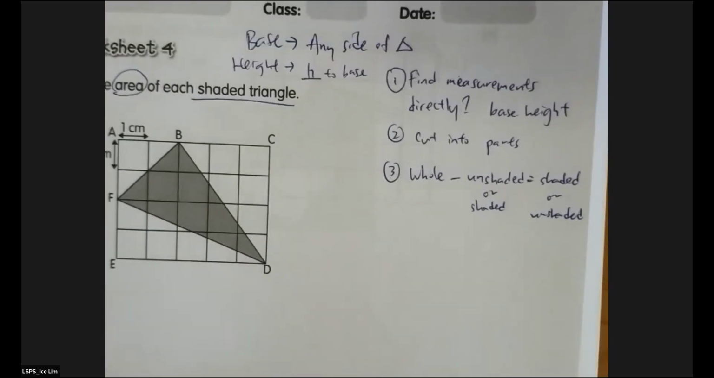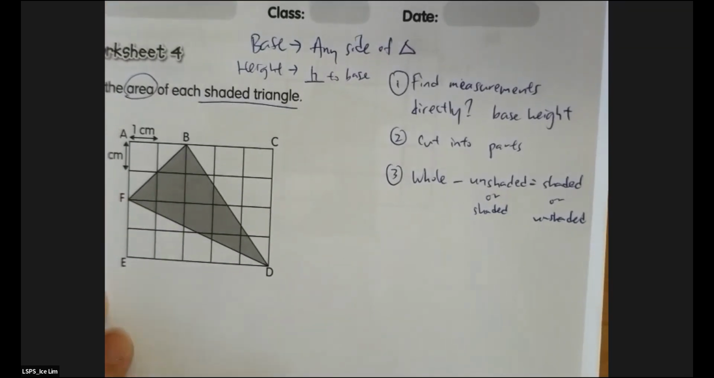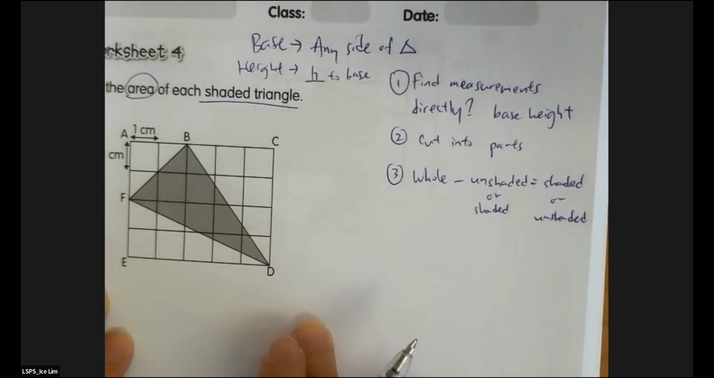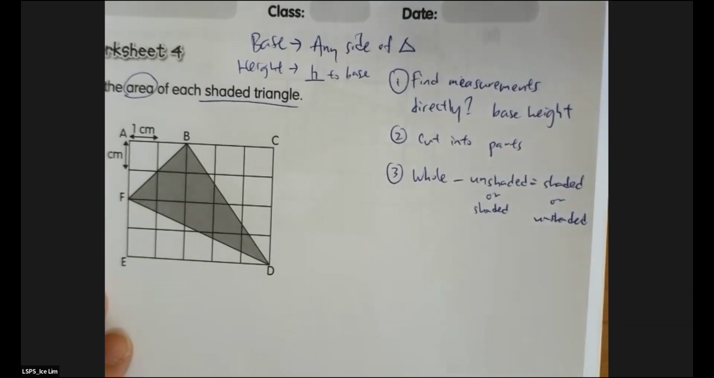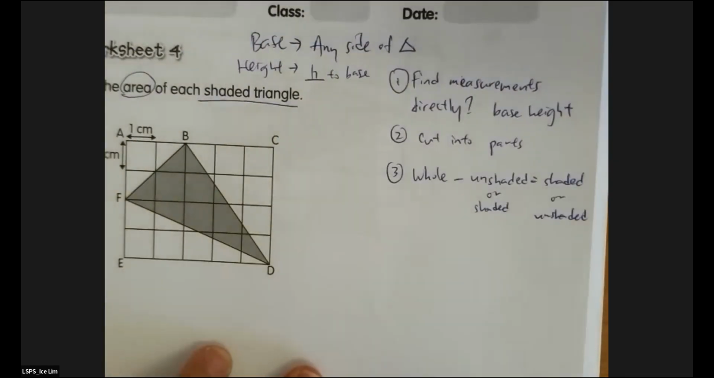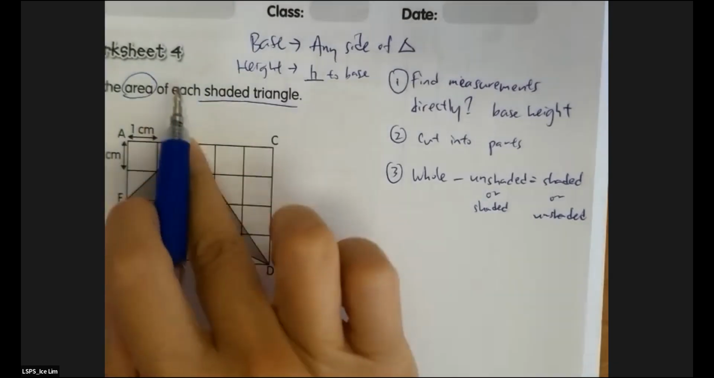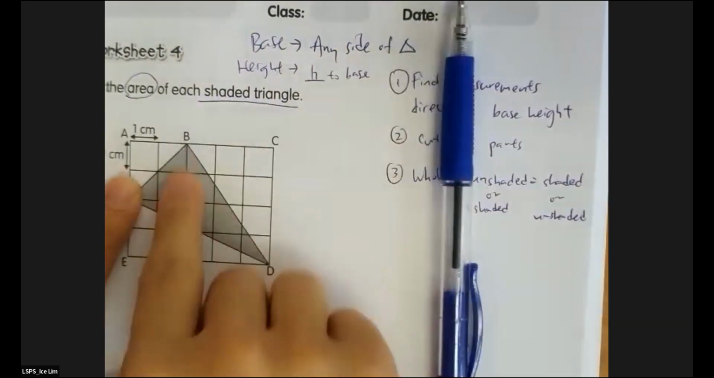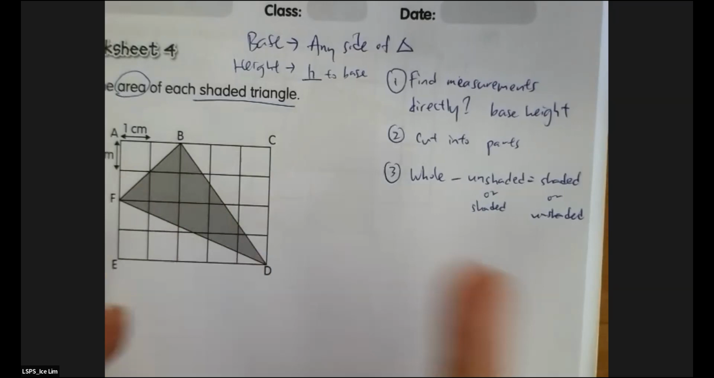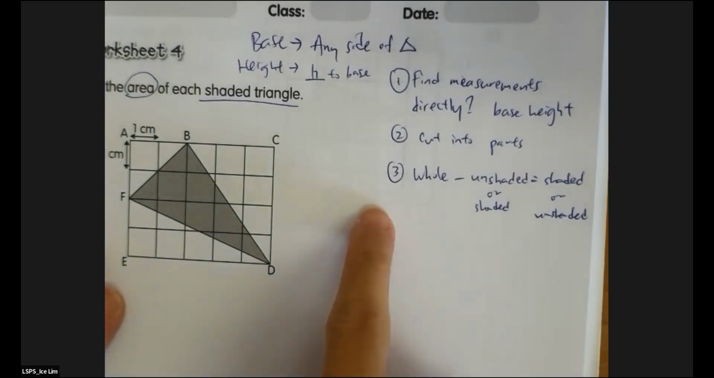Okay, now, back to this question. Do I have the measurements of any of the side? Yes or no? No, don't have. Okay. Do I have a height? Again, don't have. So, can I use the first method? No, cannot. So, can I cut this triangle into parts and help me? No, cannot. No matter how I cut, it still not give me, because don't have the dimensions. So, I must use method 3.